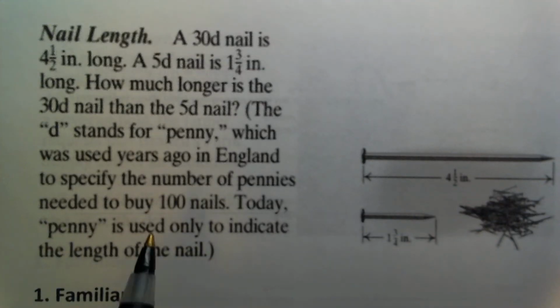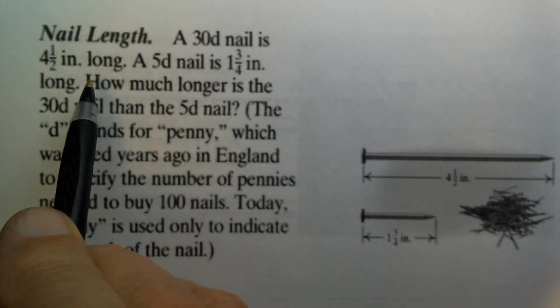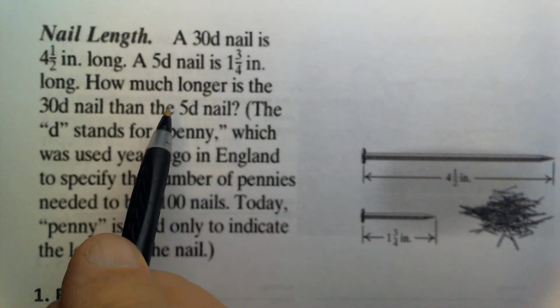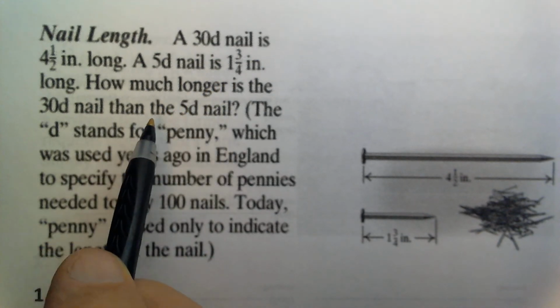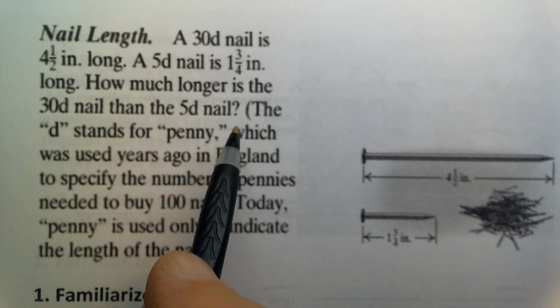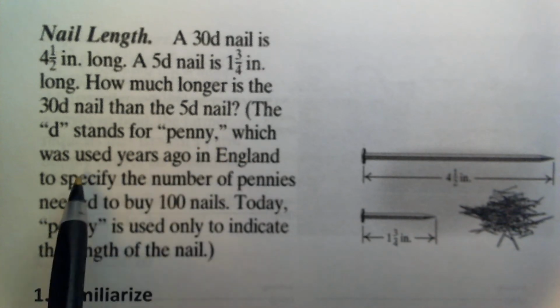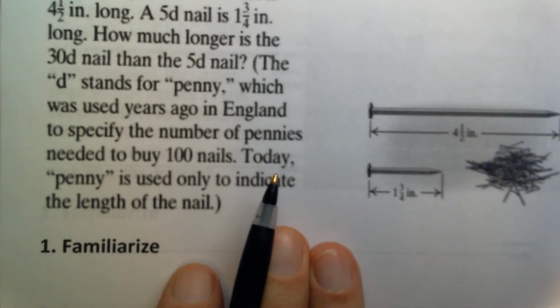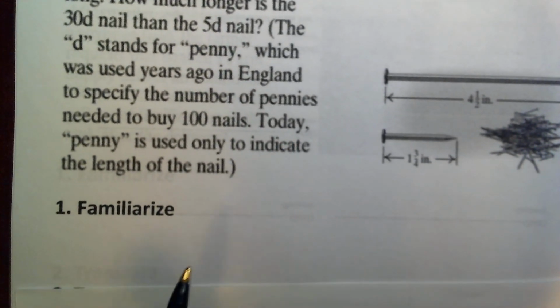The next exercise is about nail lengths. A 30D nail is 4.5 inches long, and a 5D nail is 1 3/4 of an inch long. How much longer is a 30D nail than the 5D nail? And the D stands for penny. Here's an explanation of how that all worked. Familiarizing ourselves with the problem, the word longer indicates subtraction.